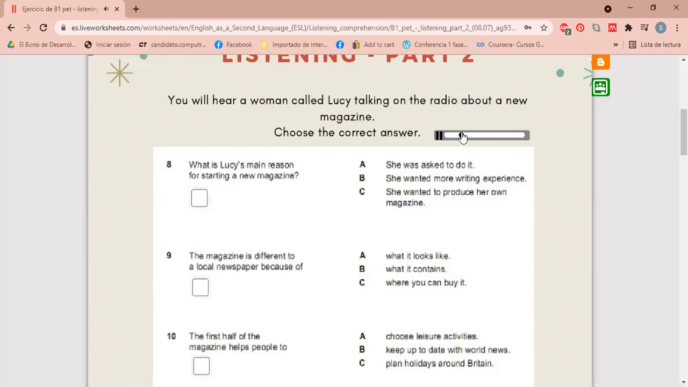Tell you about my work. Listen carefully, guys. Now we are ready to start. Listen carefully. You will hear the recording twice.